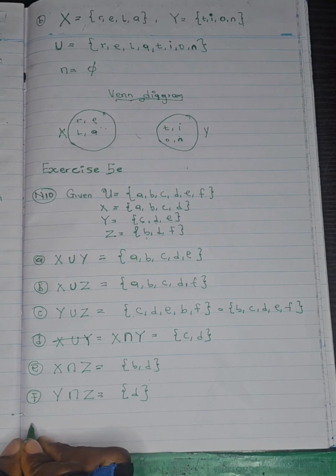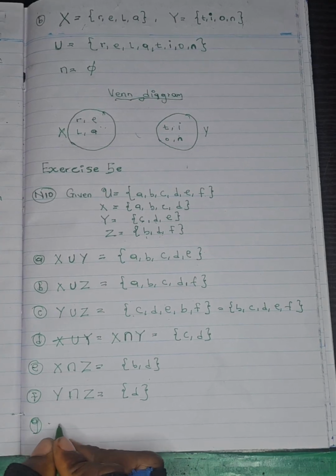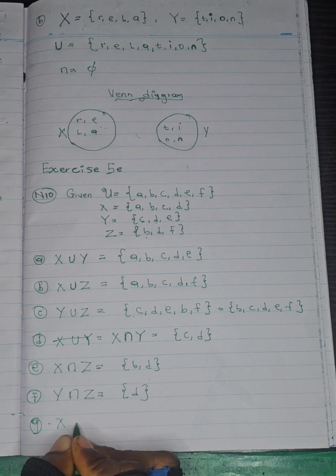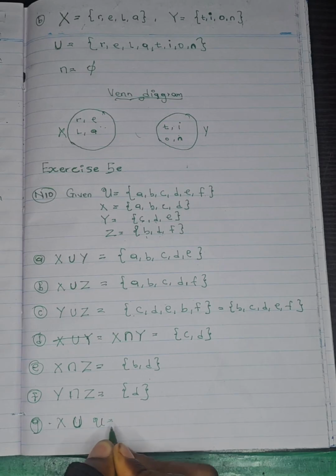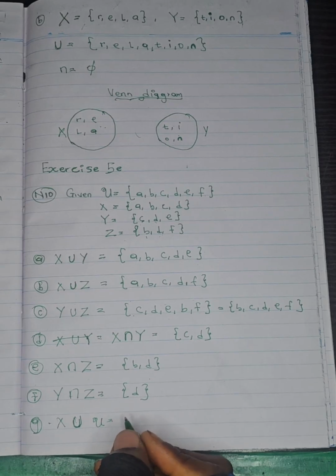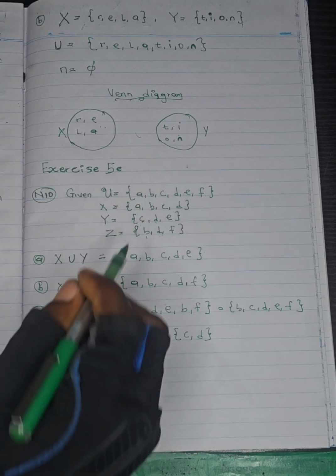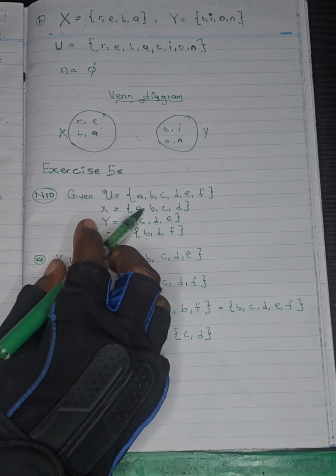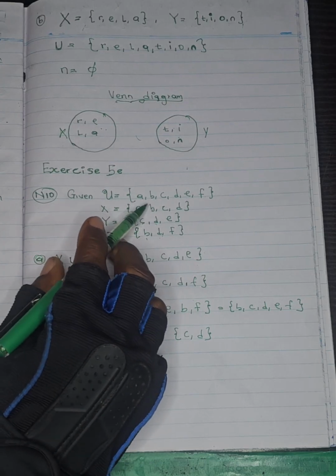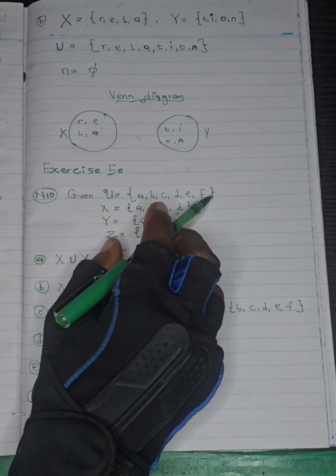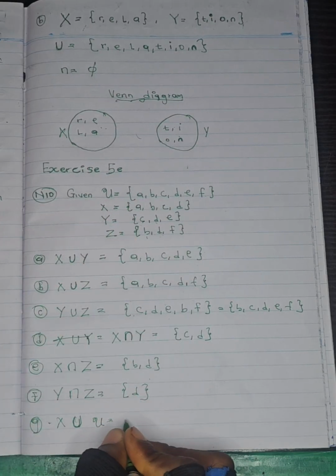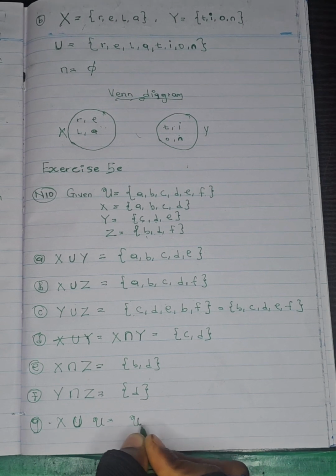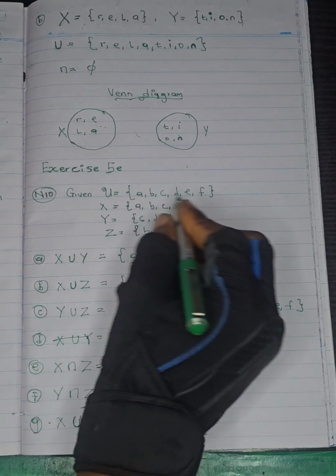Number G, we have X union the universal set. Anything that is coming in union with the universal set, what will be the answer? The answer is obviously the universal set. Union includes everything that the two sets have, and we all know that the universal set has all the subsets. So the answer is just the same universal set, A, B, C, D, E, F. That's the answer, which you can decide to write out, as shown up here.